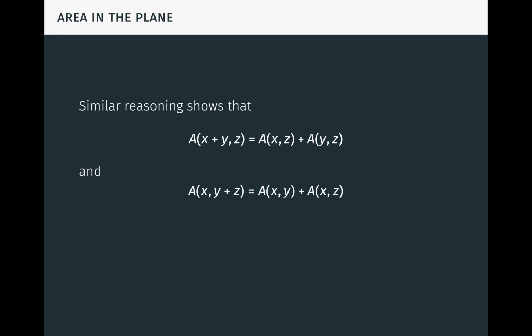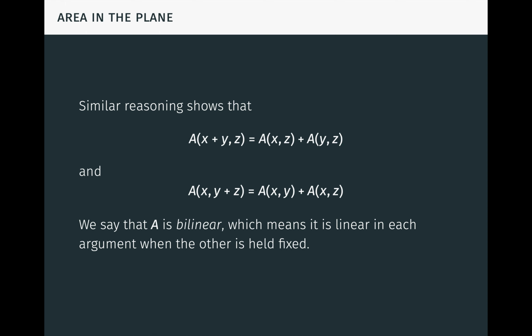If x is non-zero, extend to a basis, express y and z in terms of this basis, and use the addition and scalar multiplication properties to derive the result. These properties, together with the scalar multiplication property, show that A is bilinear, which means it is linear in each argument when the other is held fixed.